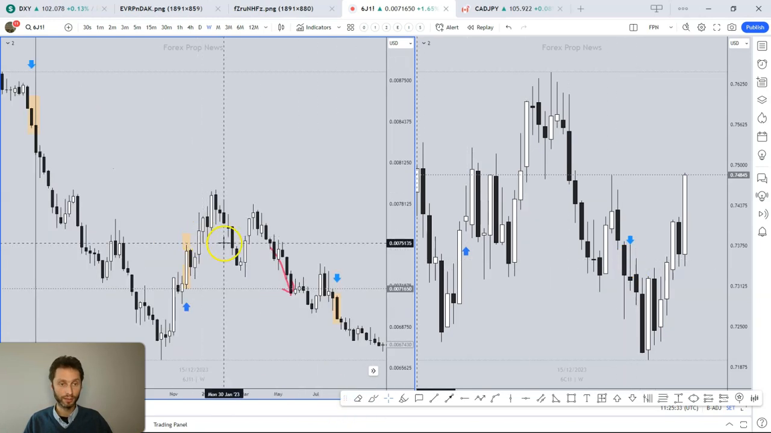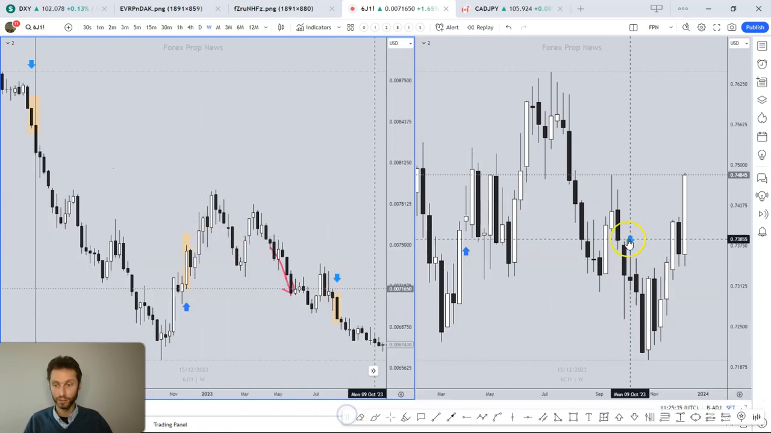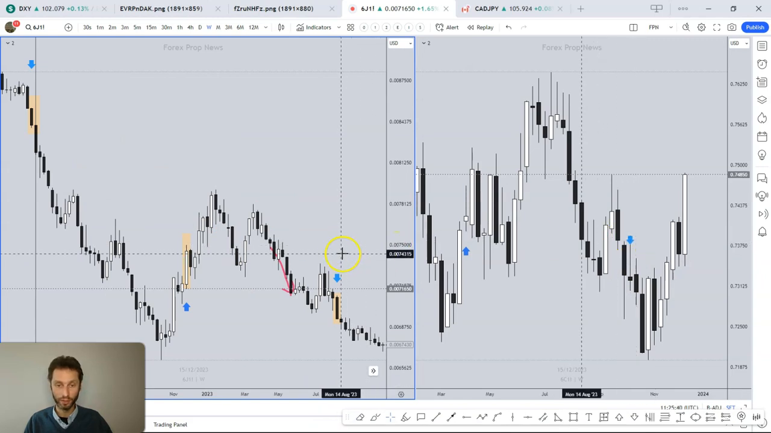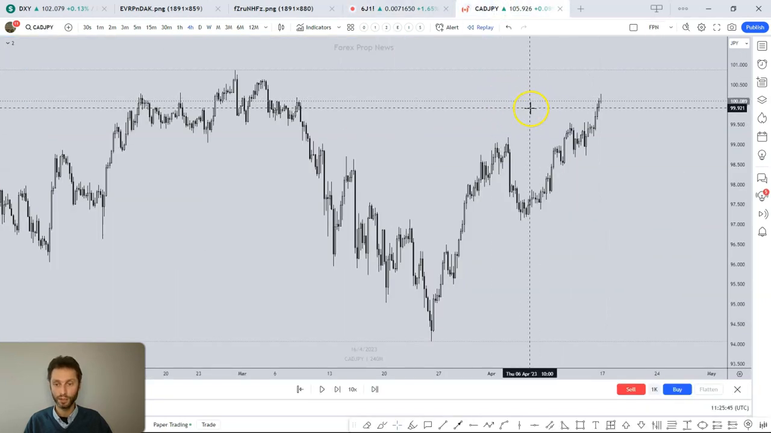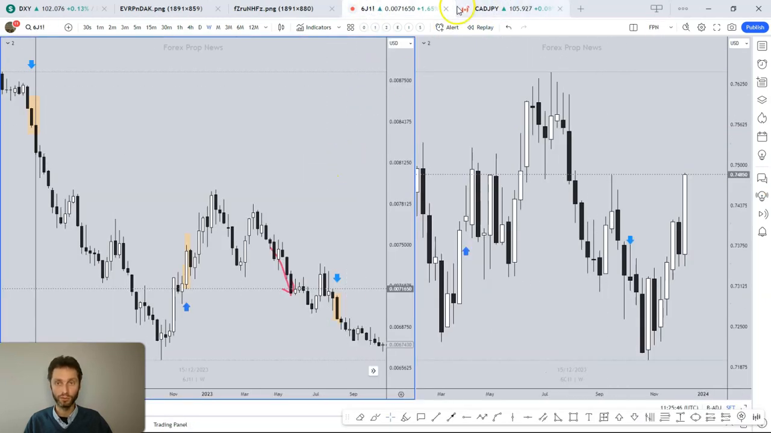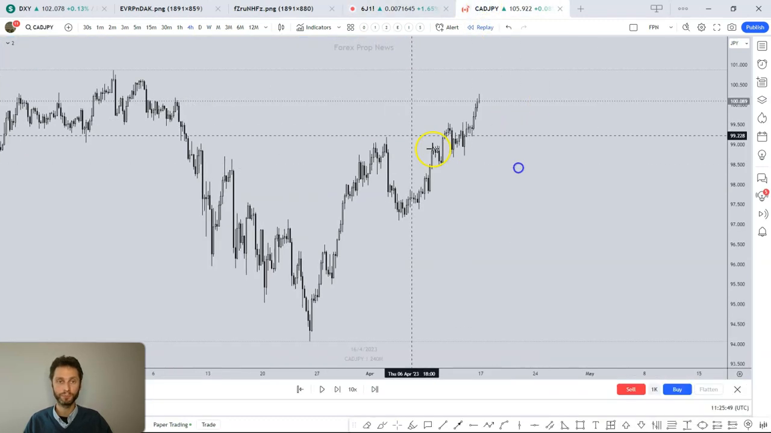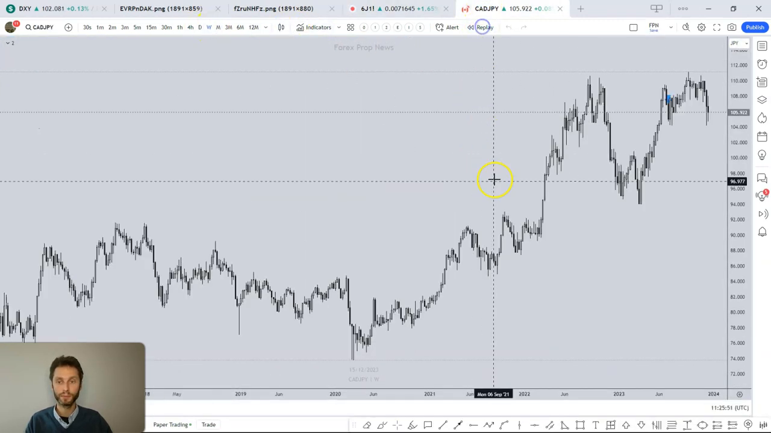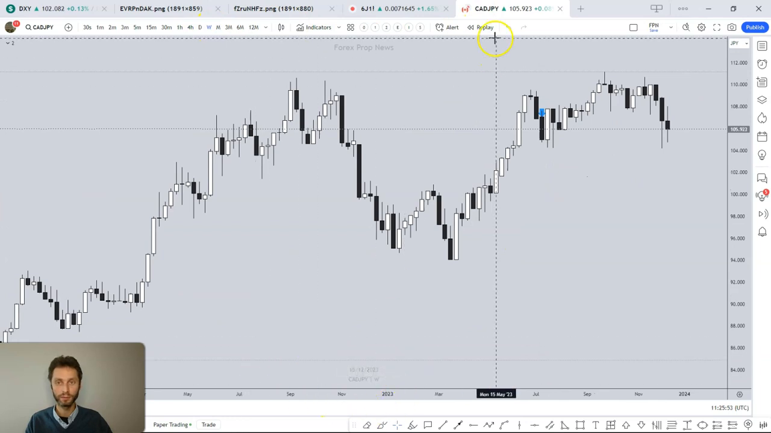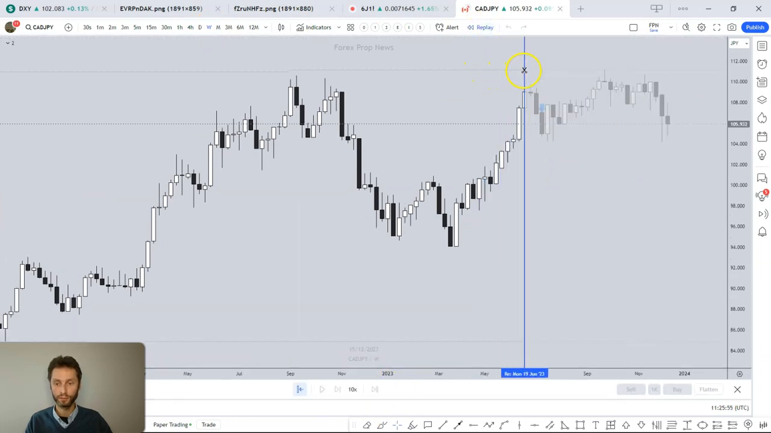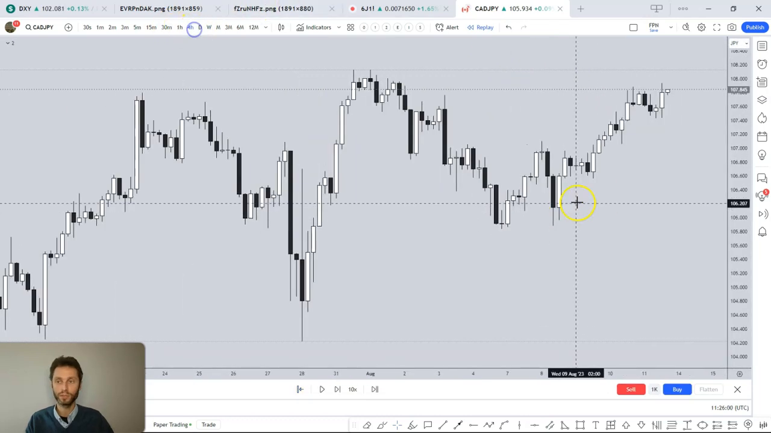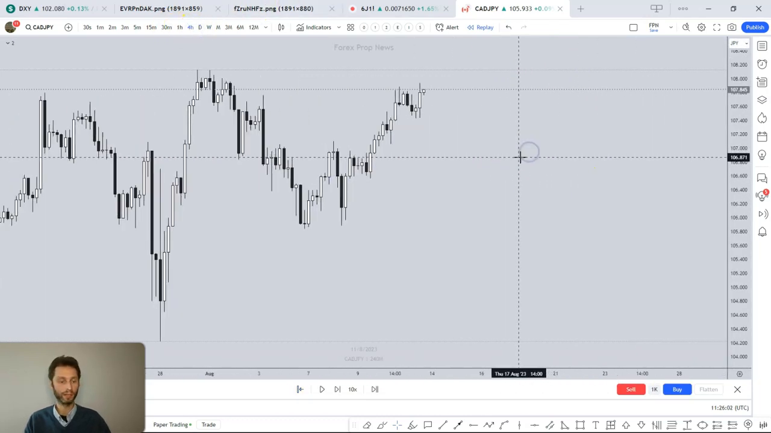So that is, let's just have a look at that. So we've got the beginning of the, what date is that? 14th of August. So let's have a look at that. Right, so here we are on 14th of August. Let me just go to the 4 hours so you can see it clearer.